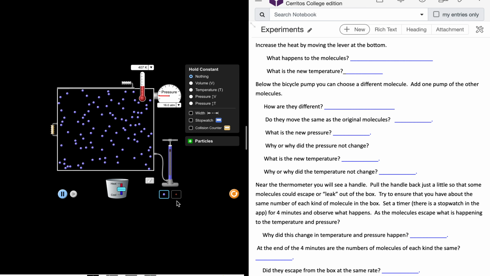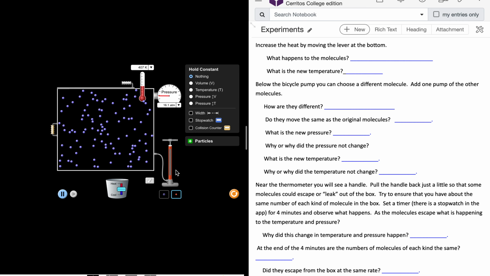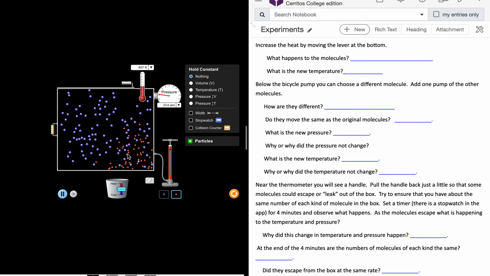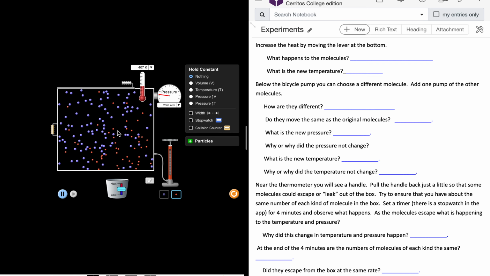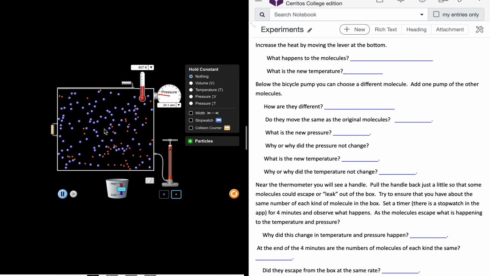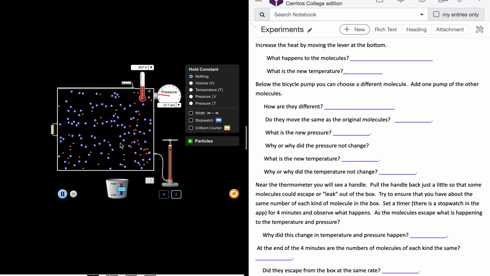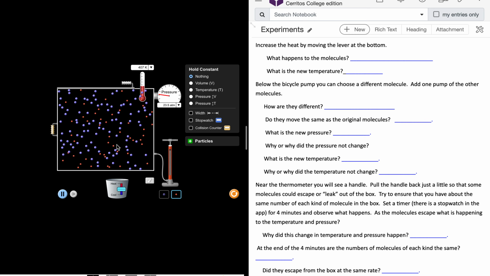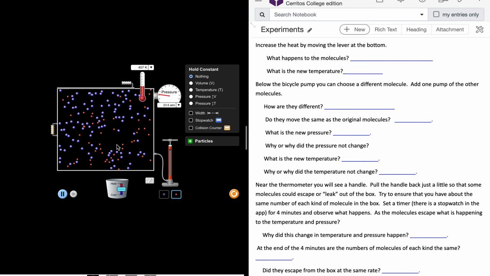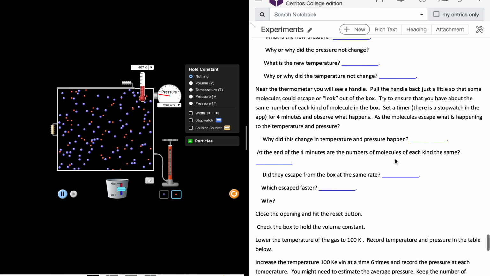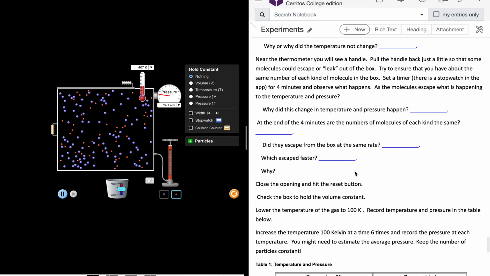So you can choose different molecules. This way you can add another type of gas molecules. So now you have the gas molecules. As you can see, it's a little bit smaller than the blue one, and it's moving a little bit faster. So it has higher kinetic energies compared to the blue gas molecules. Okay, so that should be your answers.